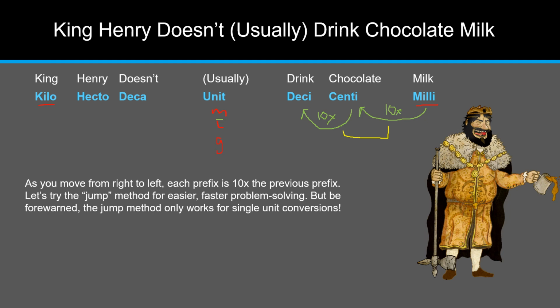It is 2 jumps, or 2 of these times 10. So a decimeter is 100 times more than a millimeter. Let's keep going. From deci to just a meter, from decimeter to meter, that's another increase of 10 times that value. So what if I were to compare a meter to a millimeter?